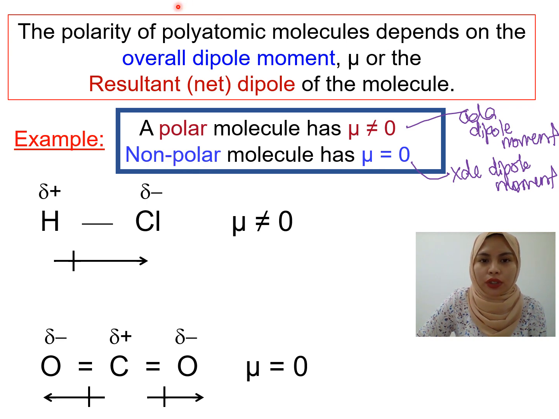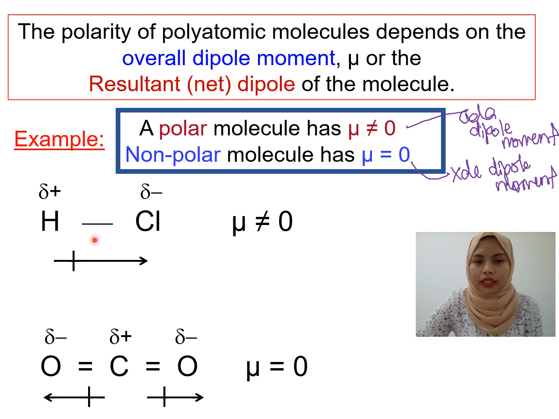Okay, polyatomic molecules adalah molekul di mana kamu akan ada pelbagai atom di dalam molekul tersebut. So for example, if let's say you tengok HCl ni, you ada atom hydrogen dengan chlorine. It's a different kind of atoms. Macam CO2 pula ada atom carbon dan juga oxygen. Okay, so if you look at HCl ni, the bond between H dan Cl adalah polar bond, correct? Tetapi kalau kamu nak tahu HCl ni as a whole, as a molecule, sama ada dia polar ke tidak, it will all depends on the overall dipole moment in the molecule.